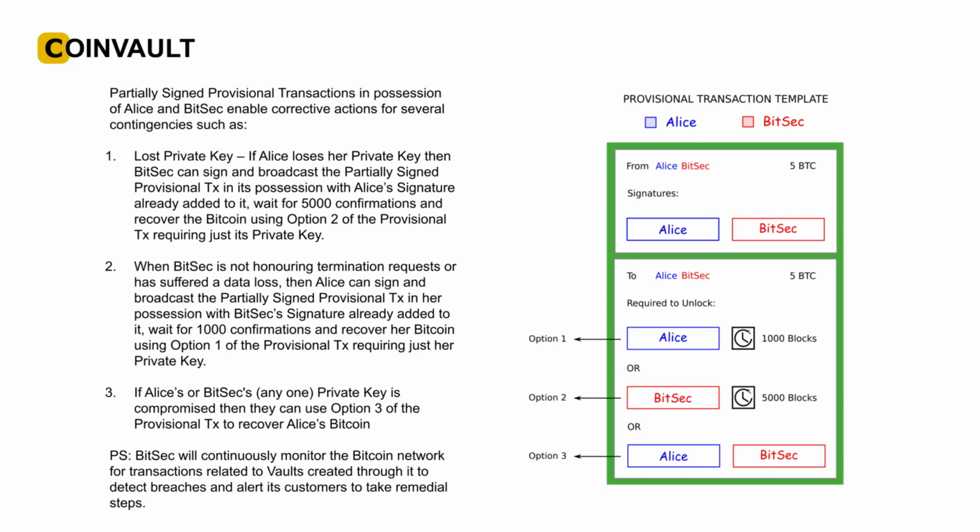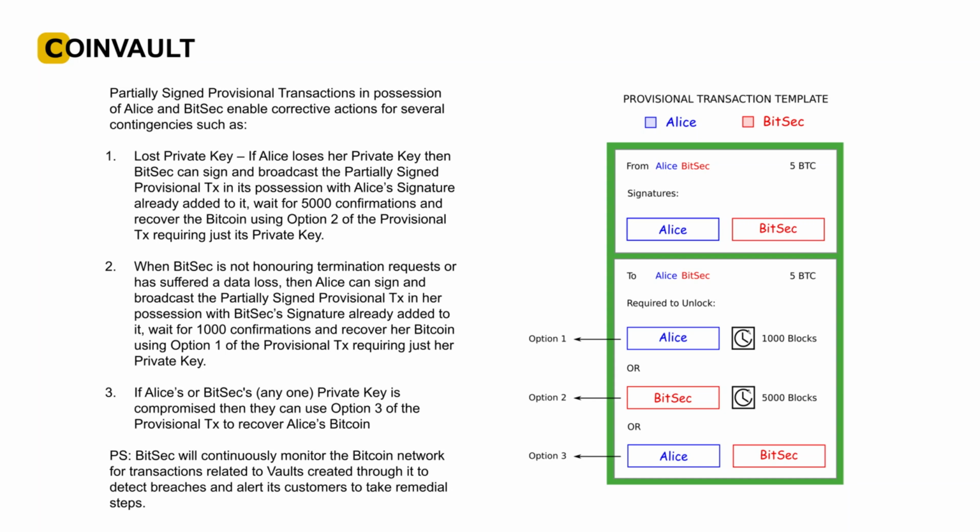But provisional transactions, once confirmed, can be spent in several ways, and these options become available based on how much time has elapsed since the provisional transaction was confirmed in a block on the underlying Bitcoin blockchain. For example, Alice can sign, broadcast and spend from the provisional transaction as soon as it is confirmed, using option 3, and signatures generated using her private key and BitSec's designated private key by coordinating with BitSec. This option can be used when either Alice's or BitSec's systems are breached and private keys are stolen.